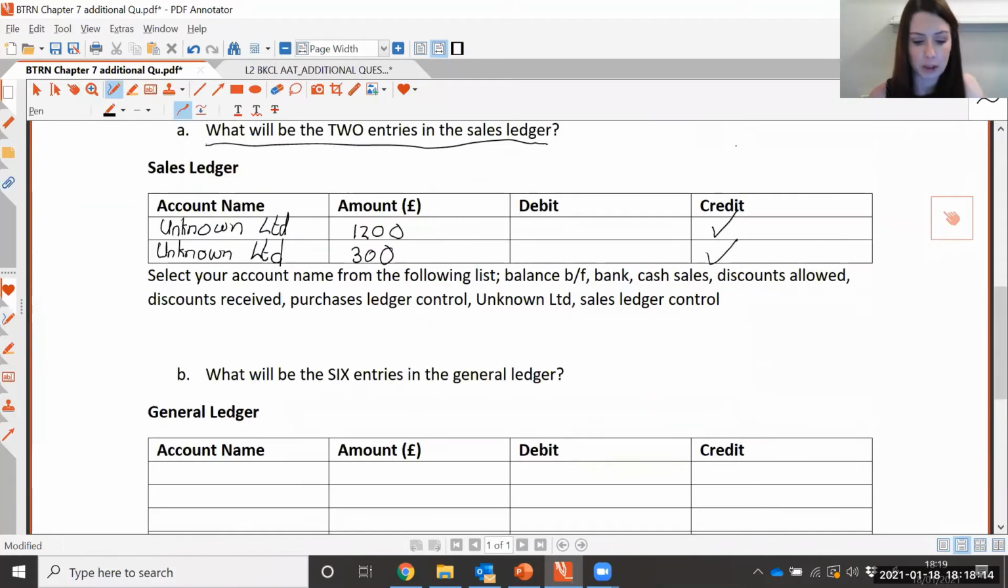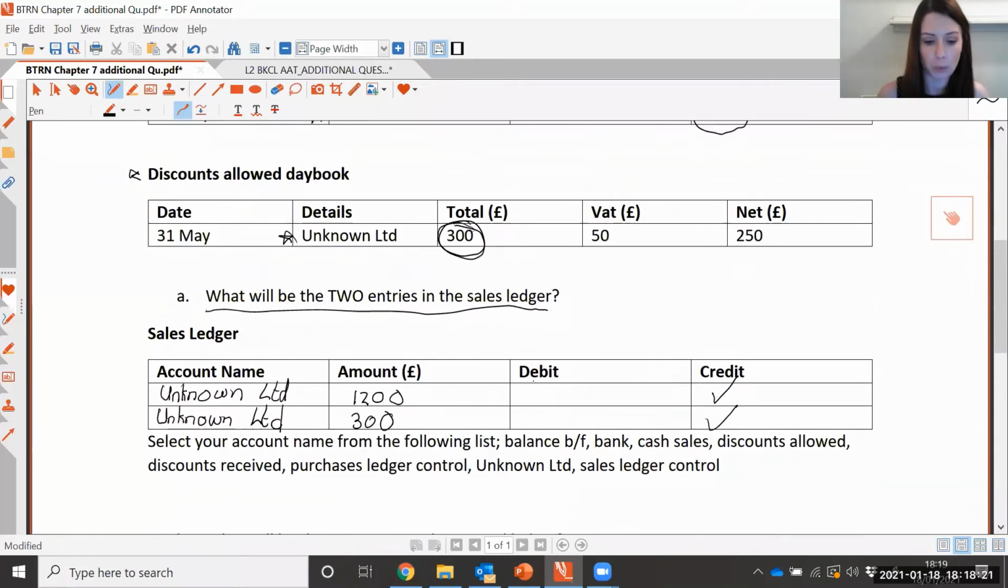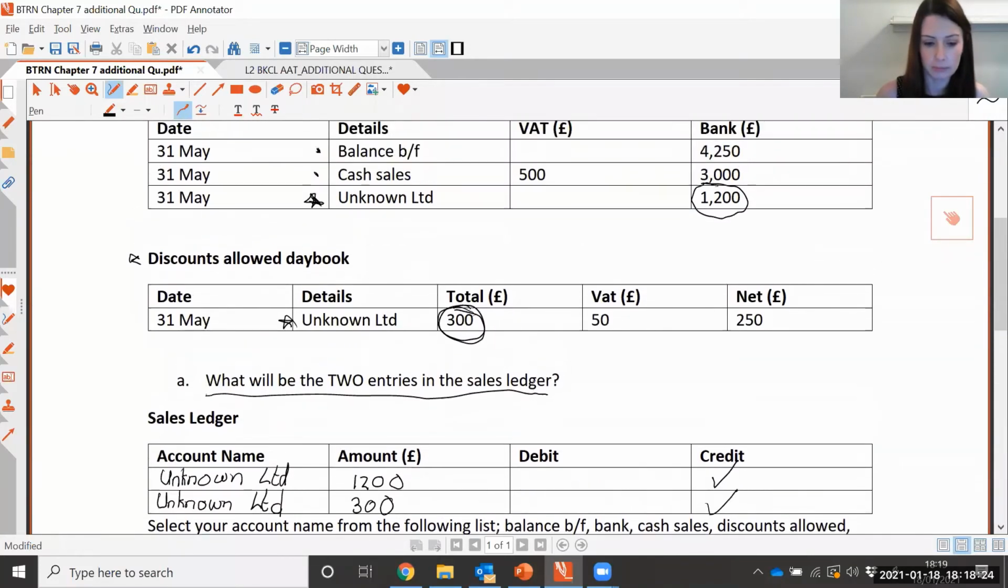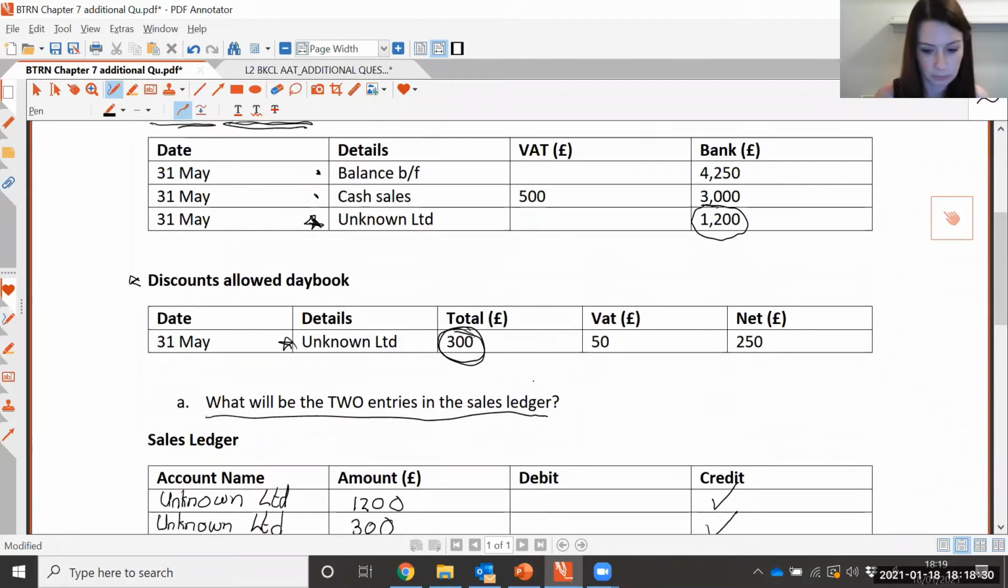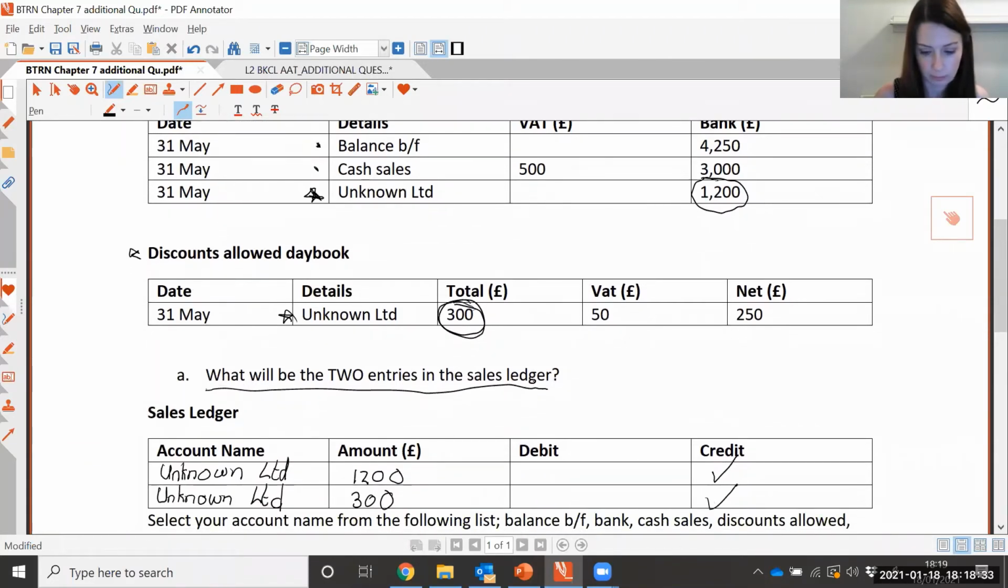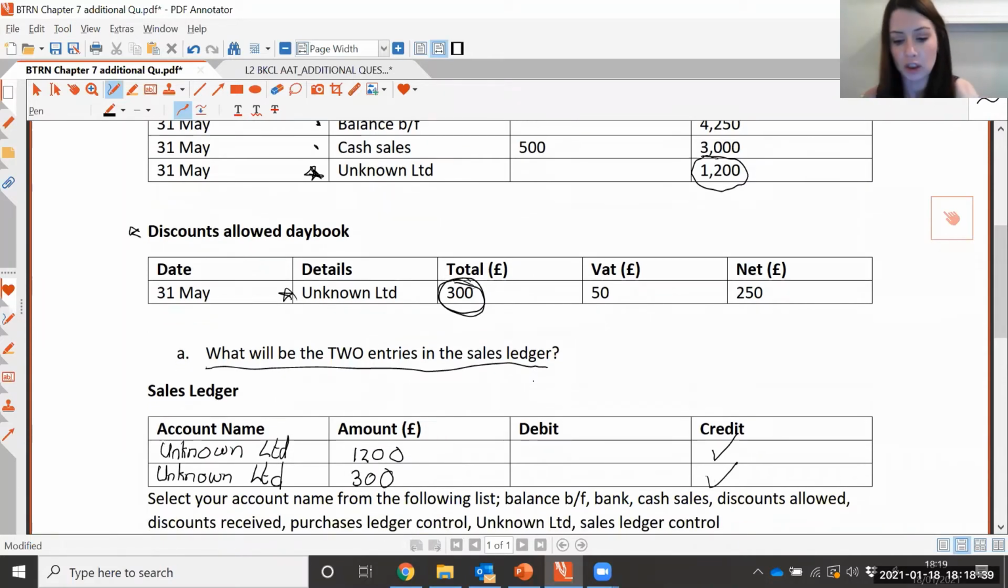So again, looking at the information above, what will the 6 entries be in the general ledger? So what will the accounts be? So if we start off first of all with looking at the cash book. Yeah, so if we just look at the 1,200 first for Unknown Limited, so where else will that go? As well as going into their individual account, what would the name of the account be in the main ledger that will be affected?